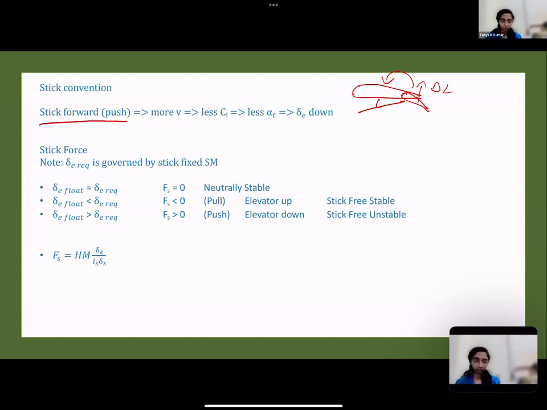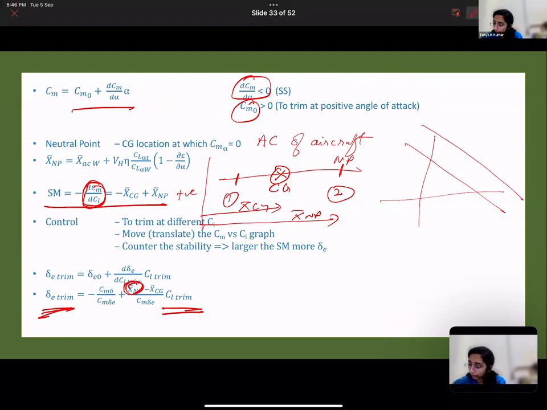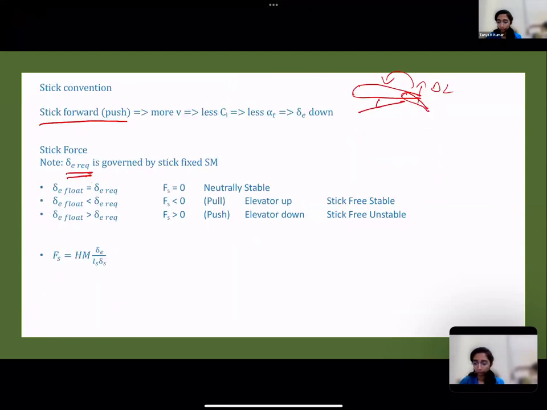Then another point to be noted here is that the delta E required, the equation that we saw here, will always be governed by the stick fixed neutral point. Let me emphasize that. It will never be stick free. It will always be governed by the stick fixed neutral point, stick fixed static margin.